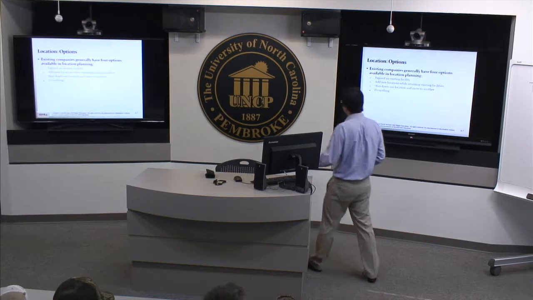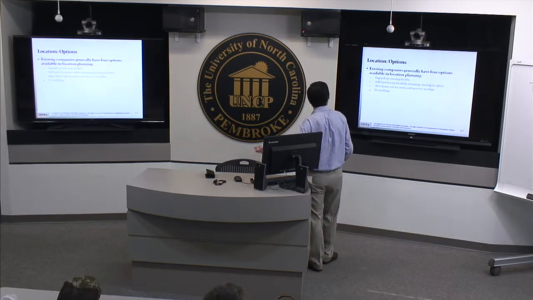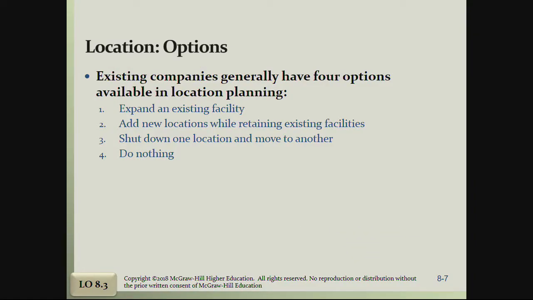There are several options for a location decision. You can expand an existing facility if it's possible, though I was thinking a downtown area is really hard. Add new locations while retaining the existing facility. Many companies do that. Shut down one location and move to another, or maybe you don't move, you just shut down, like Food Lion did close to my home. And the last one, do nothing.